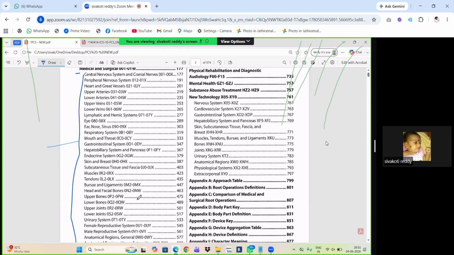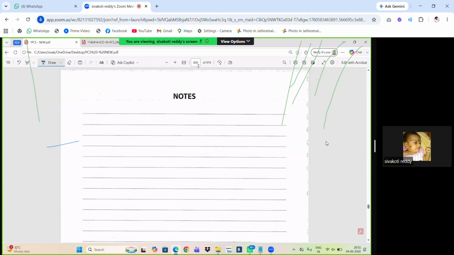Then come to Appendix A. What is mentioned here? Approach table. Now we need to go to the approach table in the PCS book. Appendix A, approach table.